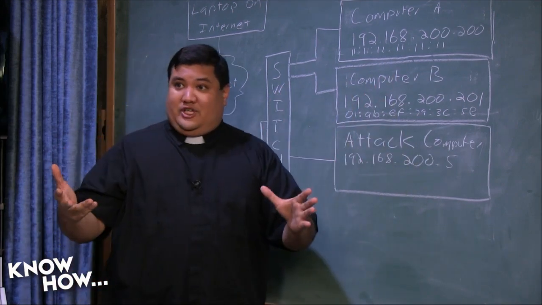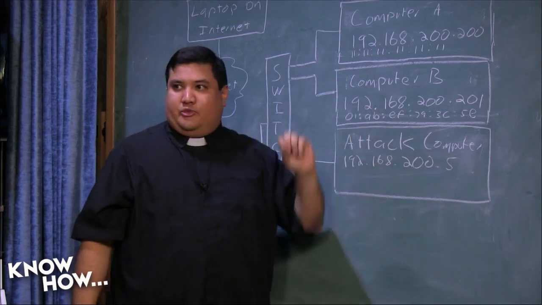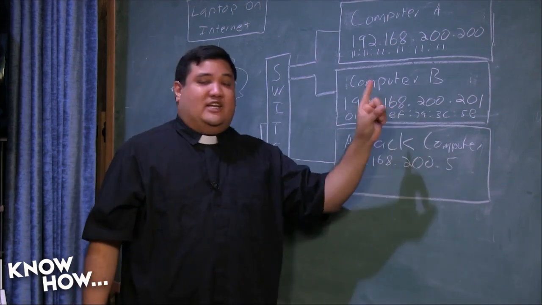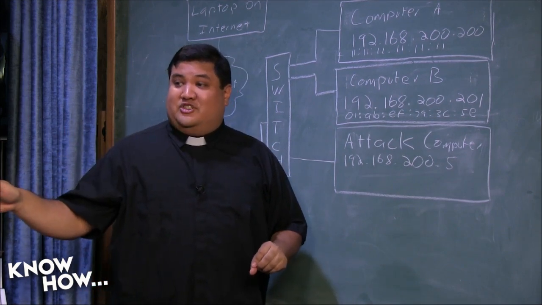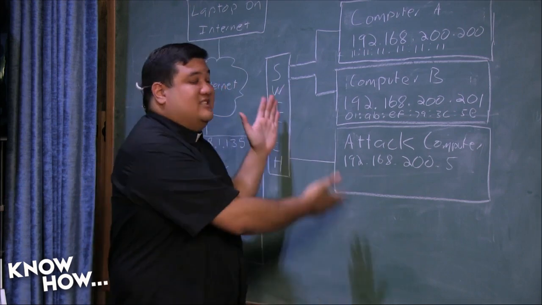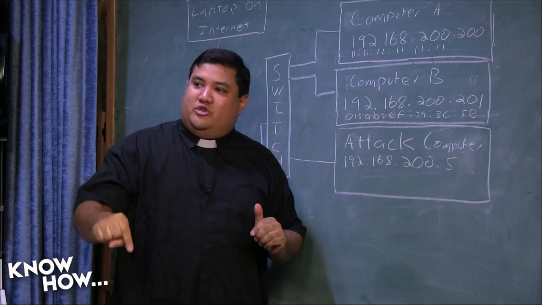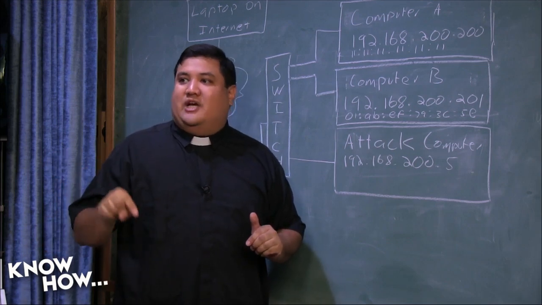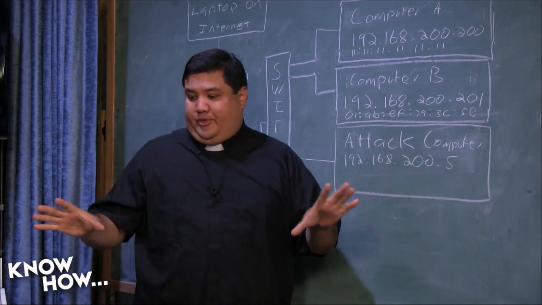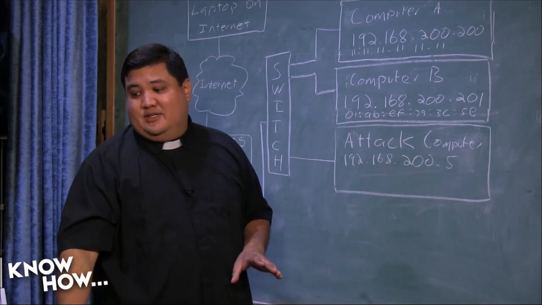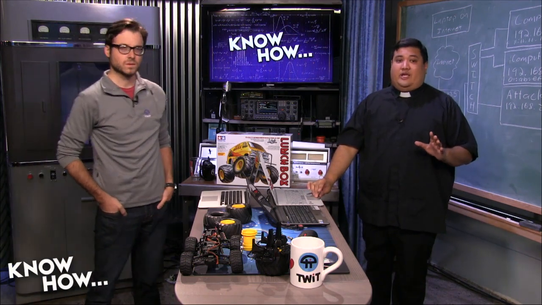So the way it works is, let's say computer A wants to talk to computer B, and I know computer B is 192.168.200.201. It can't just send something to 192.168.200.201 because that means nothing to this network. It means nothing to the switch. It has to find out what computer is actually attached to 192.168.200.201. So what it does is it does an ARP broadcast. ARP? What does that stand for? So ARP is a protocol that we have in networking.